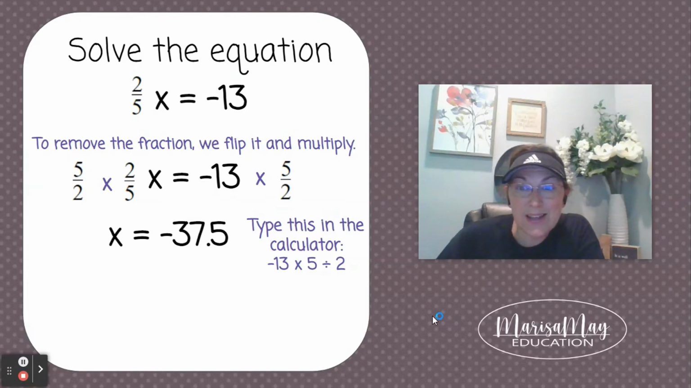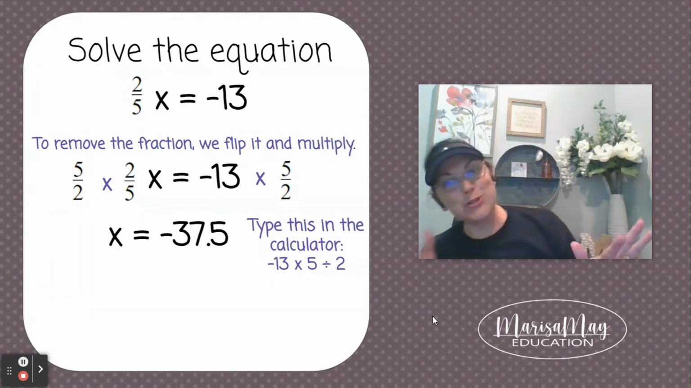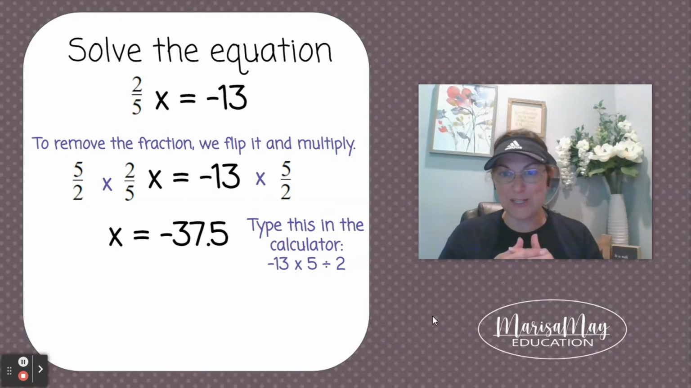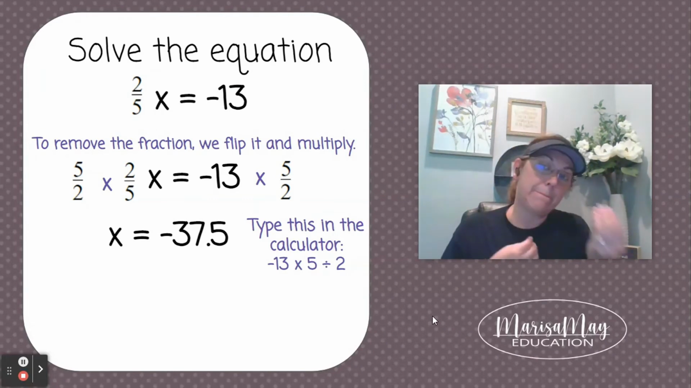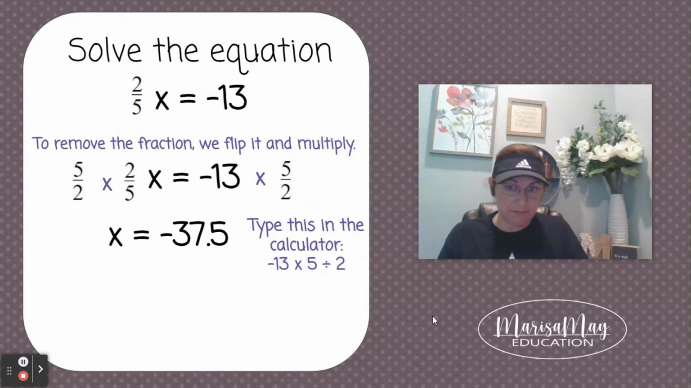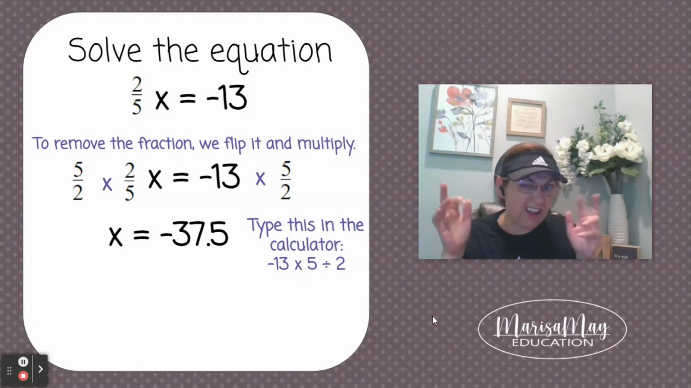Are we okay with those kinds of answers? Yeah, it's okay when it doesn't come out nice. Now, I know usually in a math class, when it didn't come out nice, you're like, oh, I did something wrong. We don't consider -37.5 to be what some might say like an ugly answer.